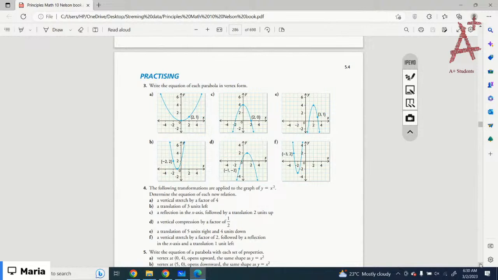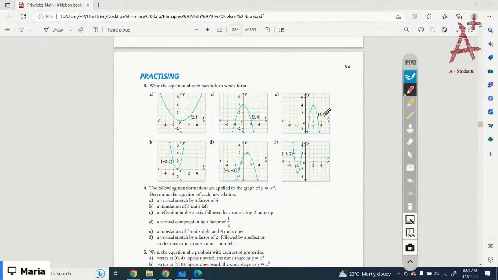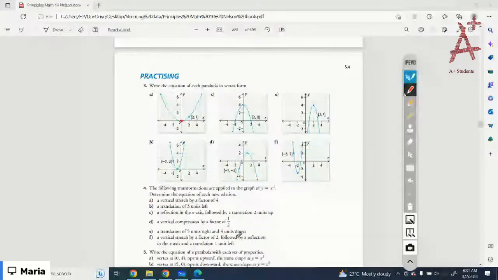So let's start with question number 3. Write down the equation of the parabola in vertex form. Just look at the graph. The vertex of the first graph is 0, 0. You're given a point, 2, 1, on the graph. Just use this point and calculate the value of a.